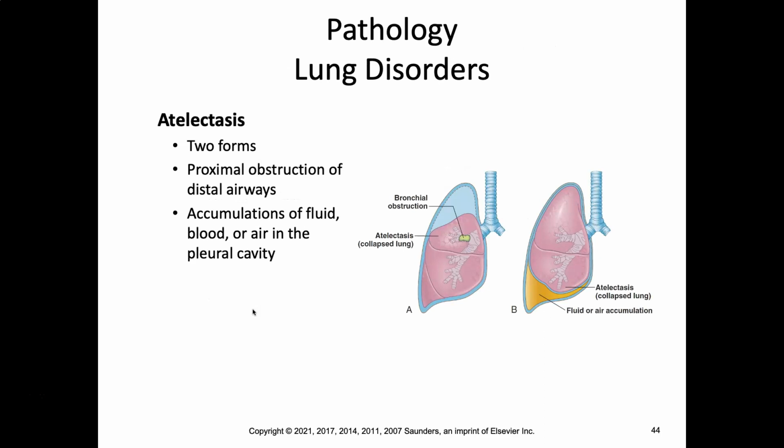So let's talk about atelectasis and that collapsed lung. There are two forms. One has to do with obstruction of the distal airways. So somehow there's some kind of obstruction in there, and that's this A visual that you have here. You've got that obstruction, and that causes the lung to collapse. Or you could have fluid or air accumulation in the pleural cavity that could cause the lung to collapse.